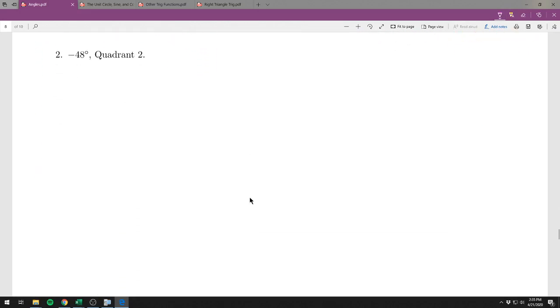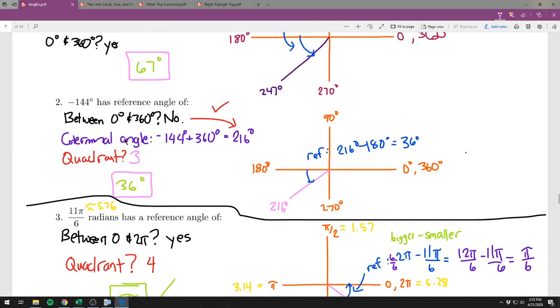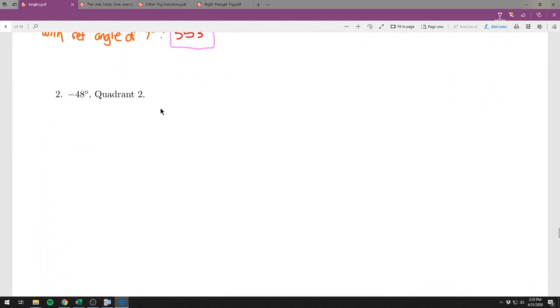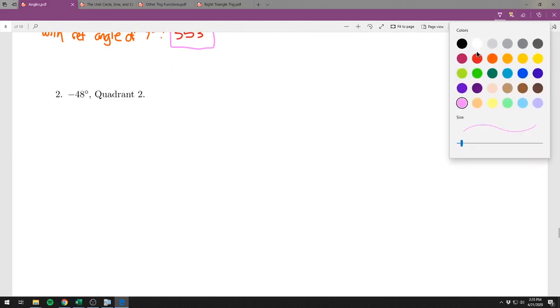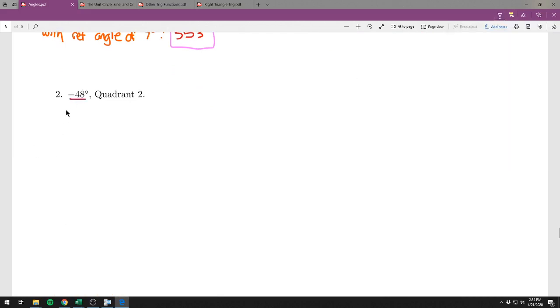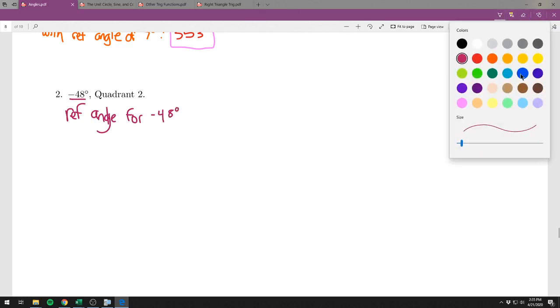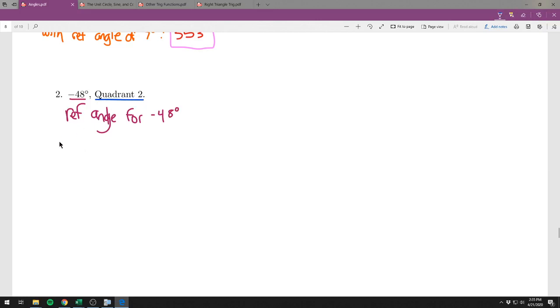All right, number 2 is just to practice an additional one with a negative angle, because I don't think we even did. Actually, did we do a reference angle with a negative angle? We did, so we're comfortable with that idea. But we want to figure out the reference angle of negative 48 degrees. And then upon doing that, we want the angle in quadrant 2 with that reference angle.